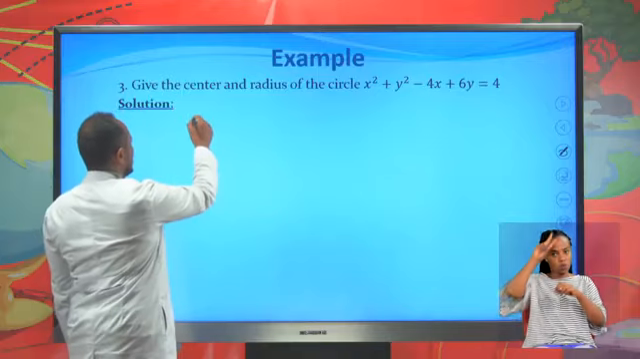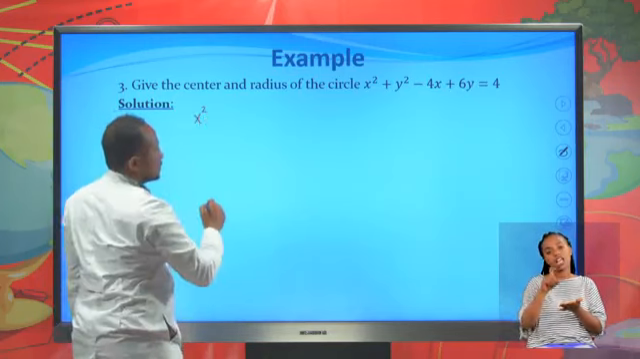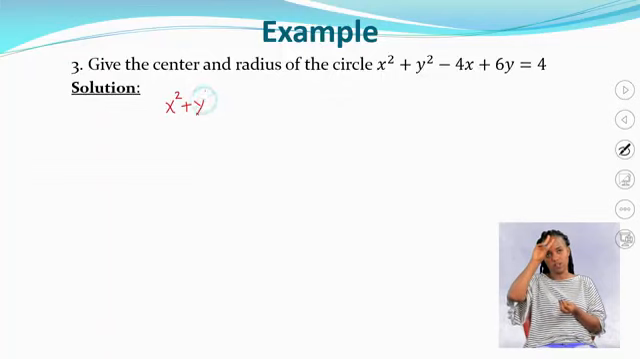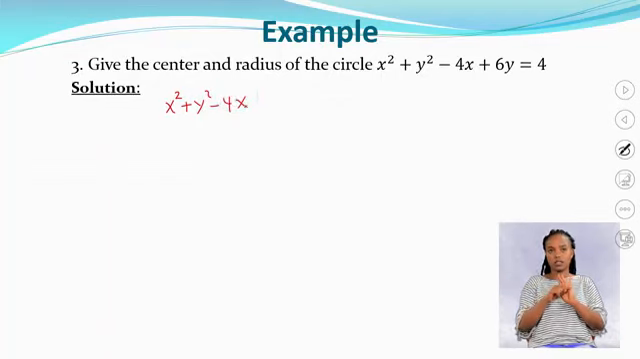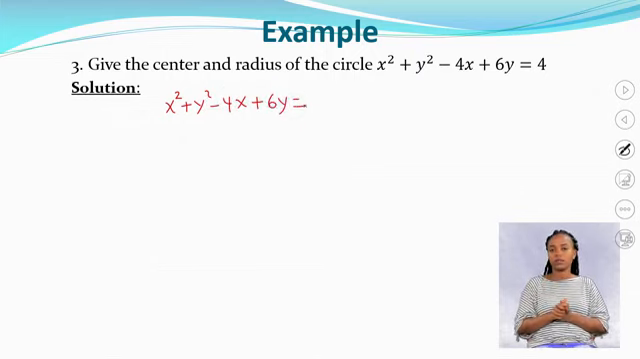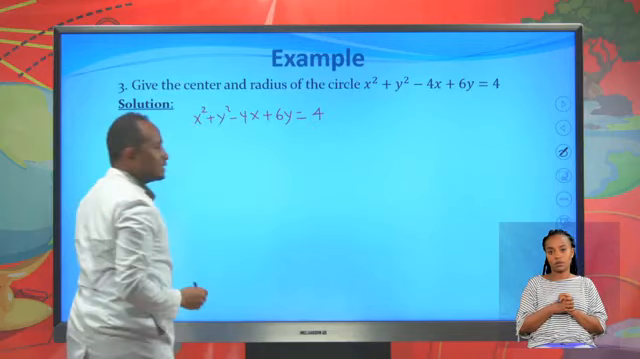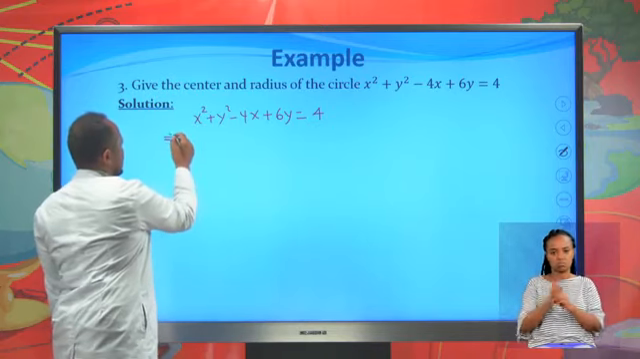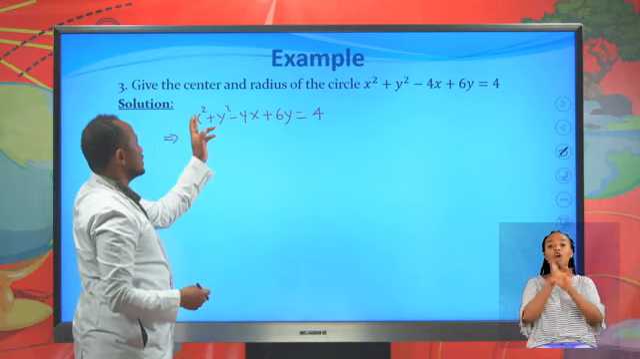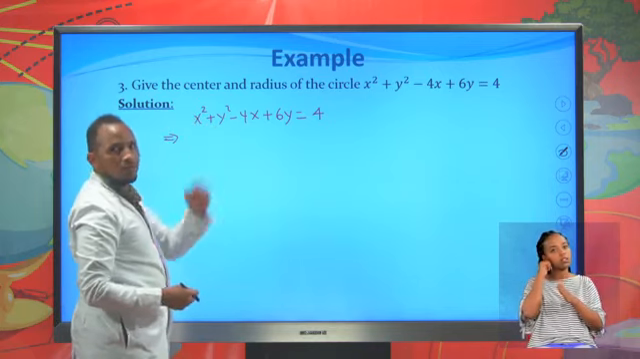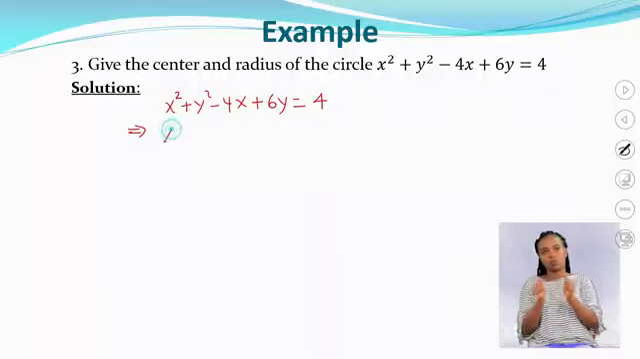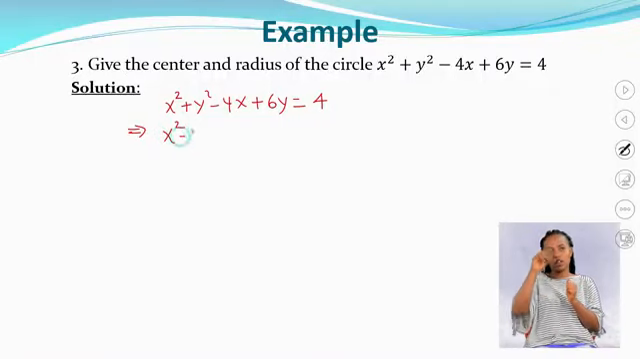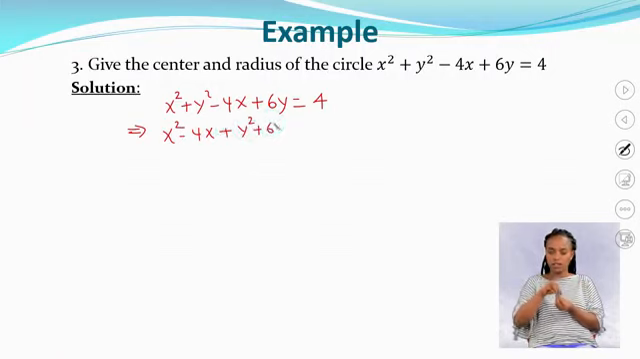So, here you have x squared plus y squared minus 4x plus 6y is equal to 4. Let's rearrange this in this form. We apply the completing the square method, grouping the x terms together and the y terms together. So you have x squared minus 4x plus y squared plus 6y is equal to 4.